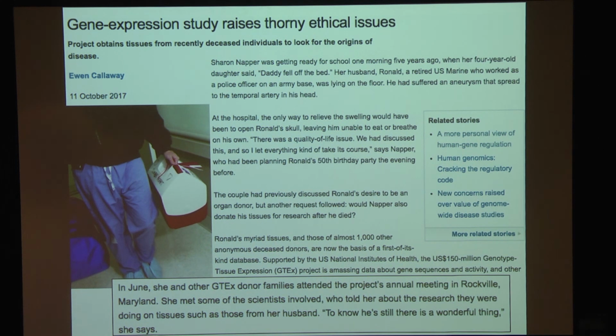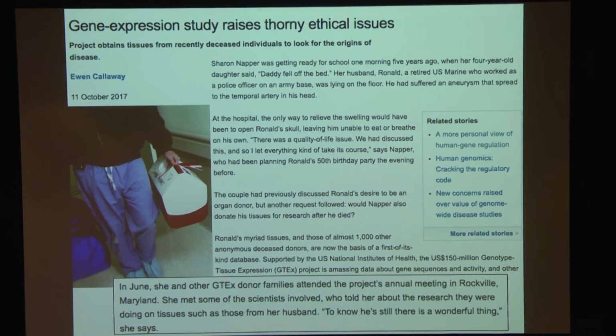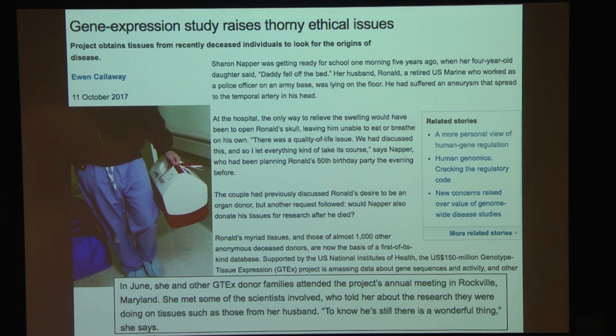We engaged with them, and to this donor's wife, to know that he's still there is a wonderful thing, she said. So this is something that we found was very important in doing a big-scale project like this, that the donors' families and the people who are engaged in it are very willing to be part of these projects. And I think if you're asking these individuals to consent to open access, they're quite willing to do it, but they'd love to be engaged in it as well.